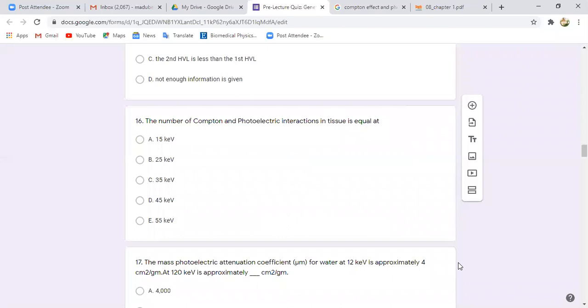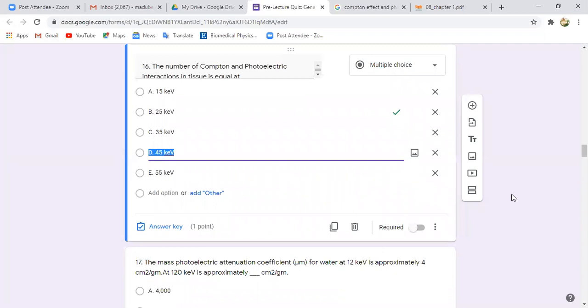The number of Compton electrons and photoelectrons in tissue is equal at which energy? Let me see. This question is not too clear anyway. Give the answer as 25, but I don't think so. I think it's closer to 50 something keV. We have the graph.